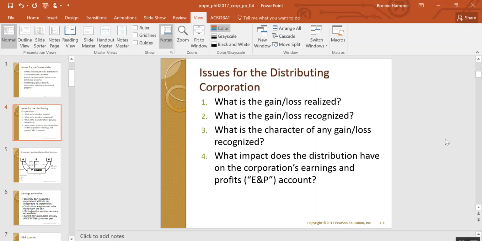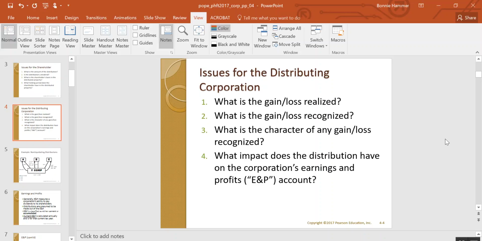In that case, we have a realized loss if it's depreciated property, or a realized gain if it's appreciated property, but we may or may not recognize all of that gain or loss. We also need to know what the character of the gain or loss is, and what impact the distribution has on the corporation's earnings and profits.